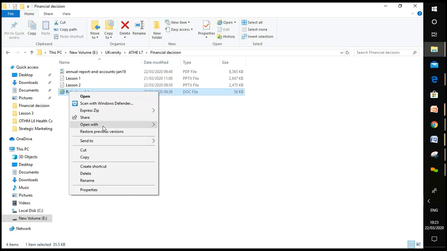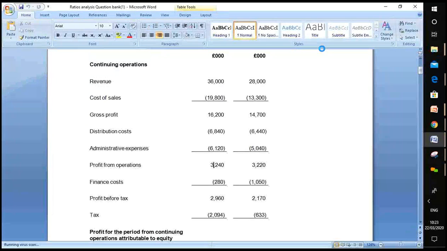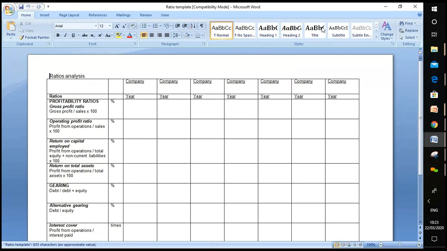Come on, why is it not opening? Okay. So can you see?